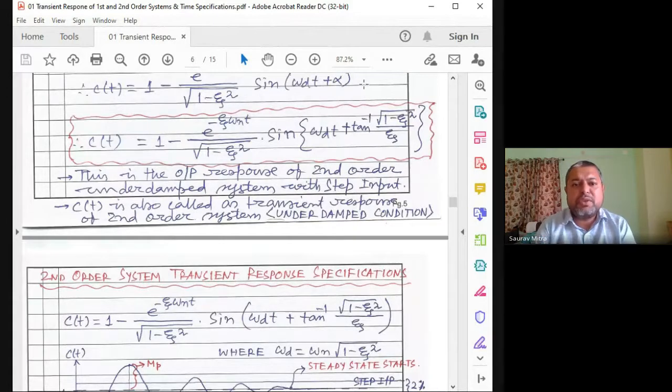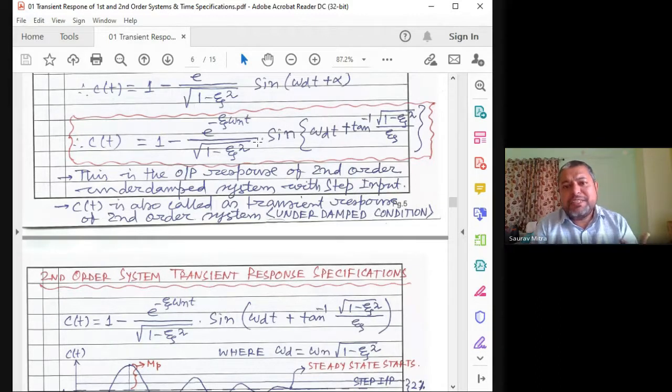So substitute zeta is equal to 0. If you substitute zeta is equal to 0, the denominator is 1 and the numerator is also e raised to minus 0, which is 1. So you are going to get sine omega dt. So it is 1 minus sine omega dt. That means it's a sinusoidal response.